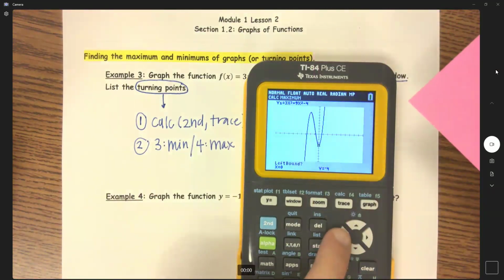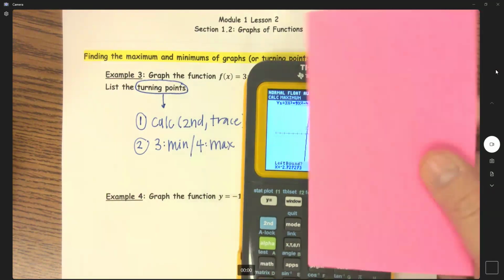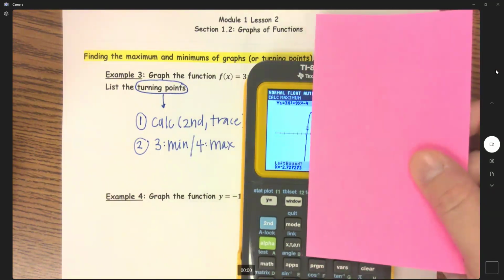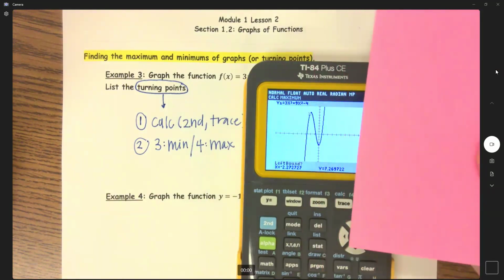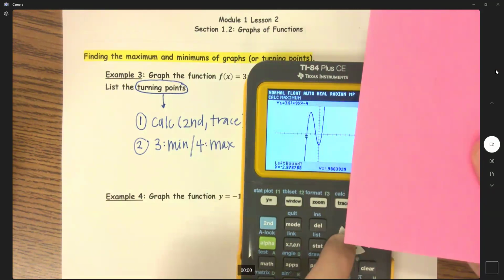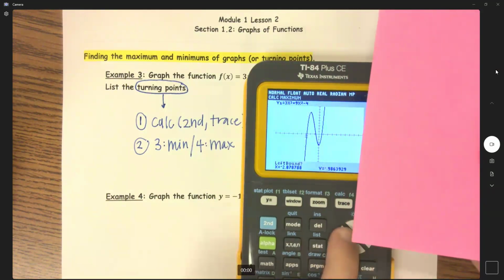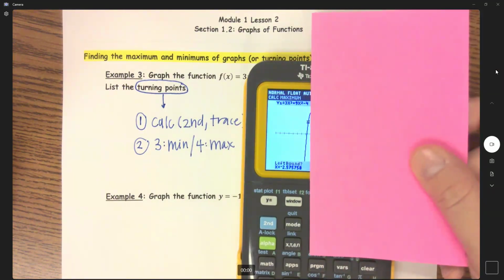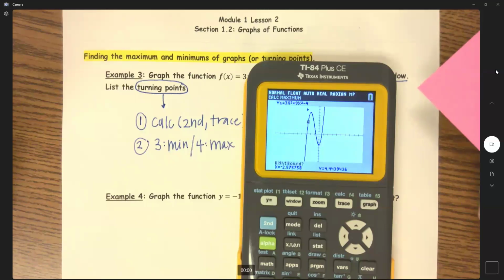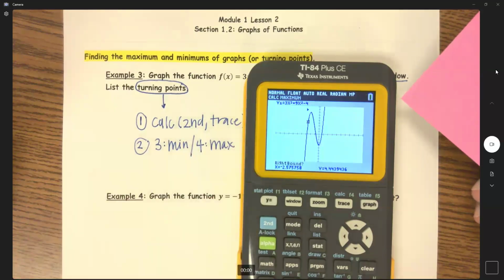So I'm going to use my arrow key and take my cursor and move it over to the left. It does not matter where it is. It just needs to be to the left. So this can be closer to that max, it can be way down here. I'm going to go a little bit closer, but just somewhere to the left of that maximum. So hit enter, and now it wants the right bound.